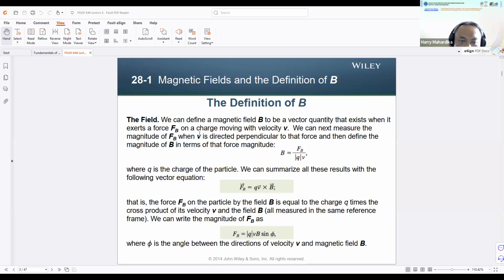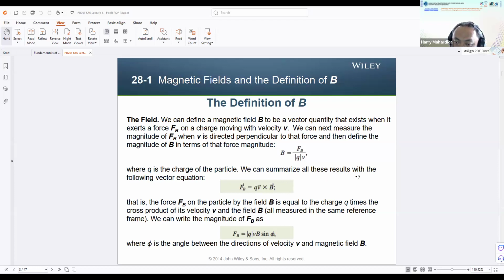We can next measure the magnitude FB when V is directed perpendicular to that force, then define the magnitude B in terms of the force magnitude. In this case, we are given the formula B equals FB divided by Q times V, where Q is the charge of the particle. Again, Q has a sign that depends on whether the charged particle is a positive particle or positive ion, and so on, or a negative one.